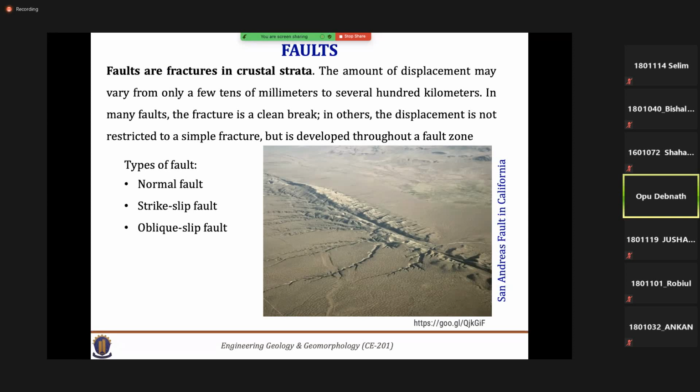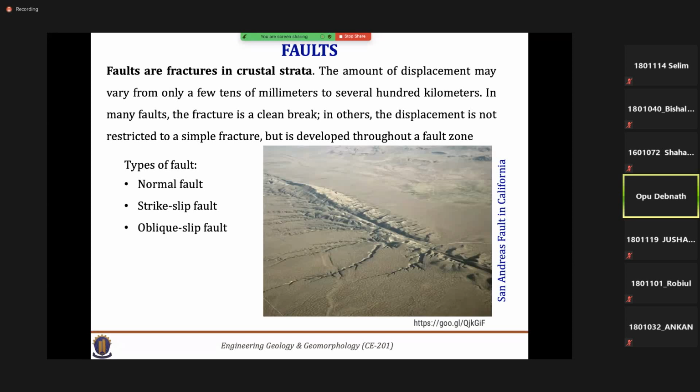So the next term is fault. Fault is also included in our syllabus, and we'll discuss details in another portion of this course. I am just discussing the basics, as it is required to understand the terminologies of earthquake and seismology.